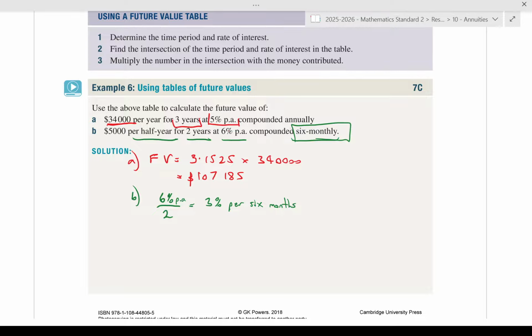And then we've got to work out how long we are putting it in for. Well, we're doing it per half year for 2 years. So we're actually going to have 4 compounding periods, because there is 2 by 2. I wish they'd done it for 3 years, it would be easier to see that it's 3 by 2, but anyway, it's 2 by 2. So it's 4 compounding periods. So when we go to our table, we're going to be looking at the intersection for 4 and 3%.